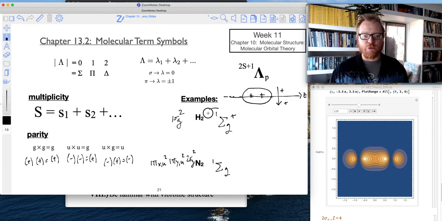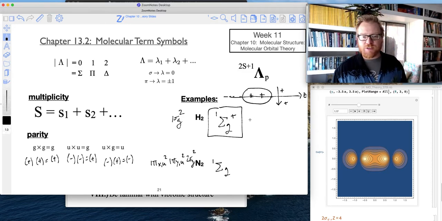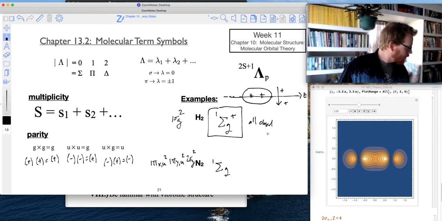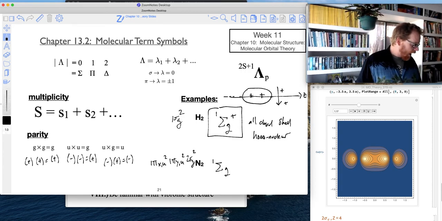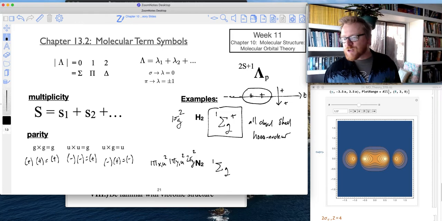So our full molecular term symbol for H2 is 1 sigma G plus, and as it turns out, all closed shell homonuclear diatoms have this term symbol. So 1 sigma G plus. That is a good thing to recognize because that means all of our bonding orbitals are closed up.